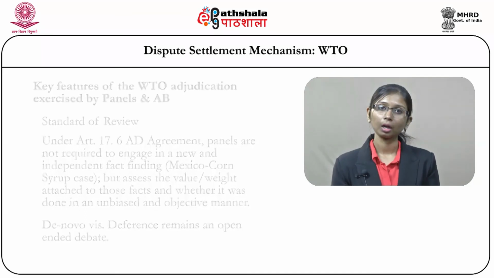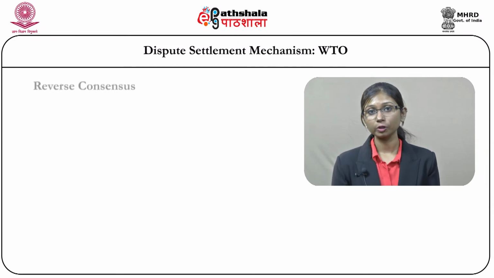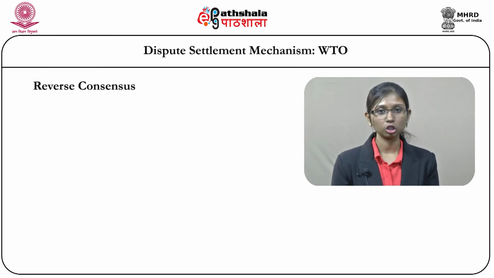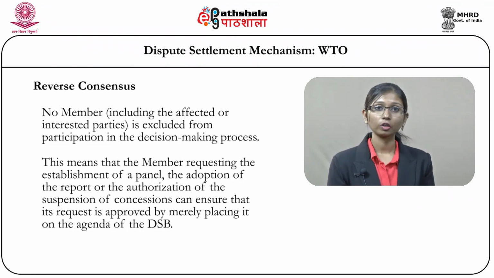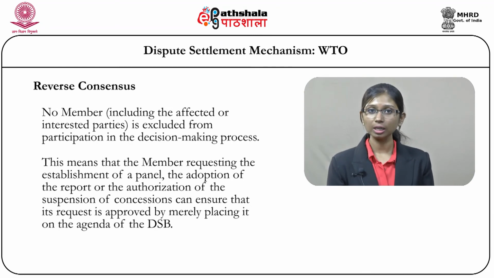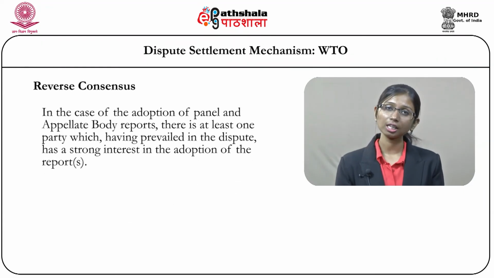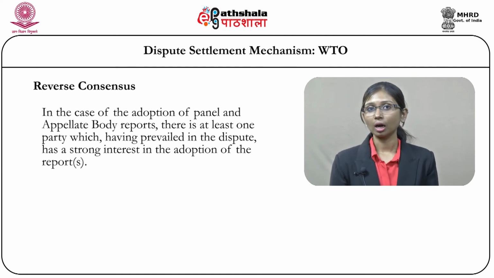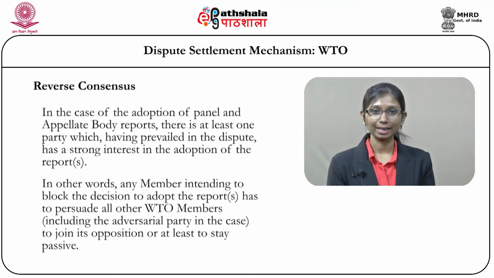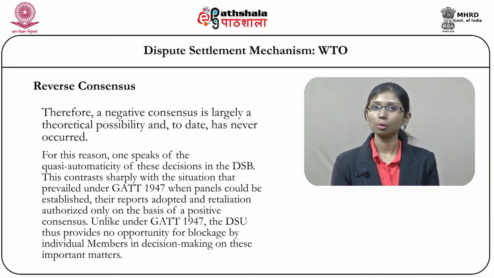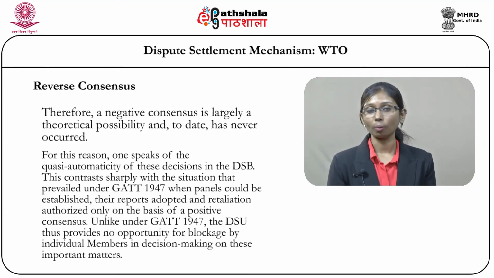Now we move to the interesting aspect of reverse consensus, which I highlighted in the initial part of the discussion. Reverse consensus means nothing but a negative form of consensus where, for a decision to be blocked, every member, including the member that has proposed such a measure, has to say no for it to be blocked. This is in contrast to the earlier GATT era, where a single no by any member could block the entire proceeding or any claim that is presented. Therefore, in order to make the dispute settlement body a more predictable, fair and objective mechanism, the concept of reverse consensus finds its place in the Dispute Settlement Understanding.